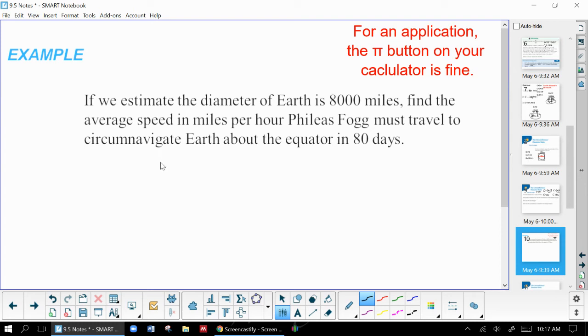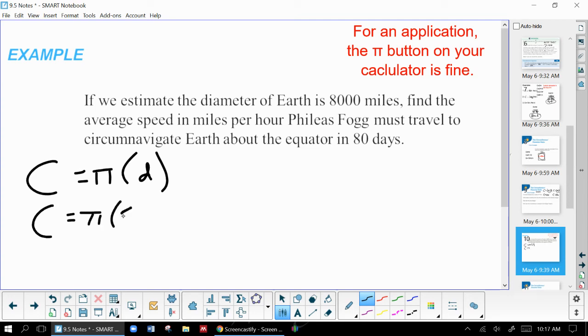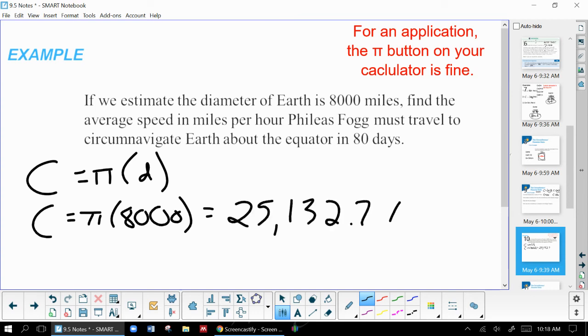The first thing we need to know is the circumference of the Earth. And so we know that the circumference equals pi times the diameter. In this case, that's pi times 8,000. And in this case, it doesn't make much sense to leave this in terms of pi. We don't want to say something like 15 pi miles per hour, because no one's really going to know what that means. So this is a good place to just go ahead and convert right away. We can either use the pi symbol on our calculator, or you can use 3.14. And we're going to get 25,132.74 miles as the circumference of the Earth.